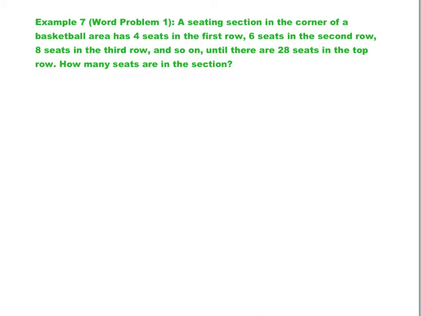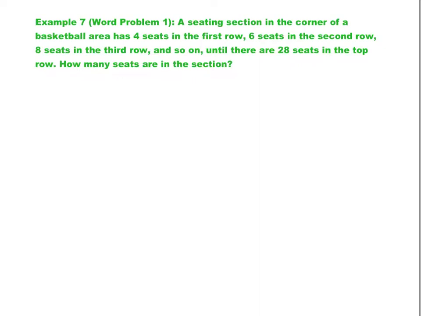Okay, let's do some word problems. So this is example number 7. It says a seating section in the corner of a basketball arena has 4 seats in the first row, 6 seats in the second row, 8 seats in the third row, and so on, until there are 28 seats in the top row.